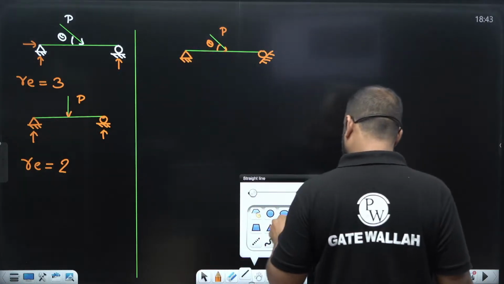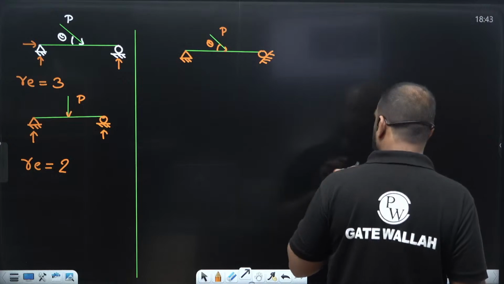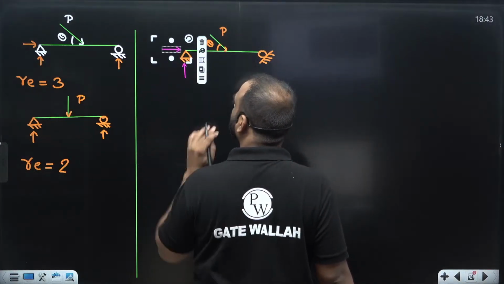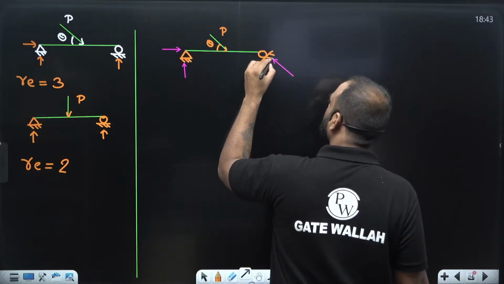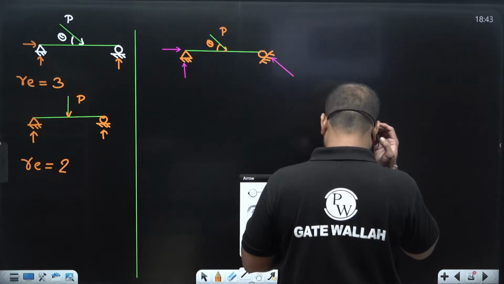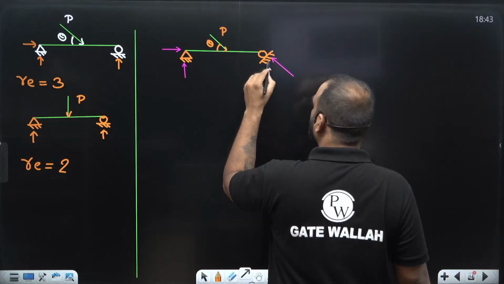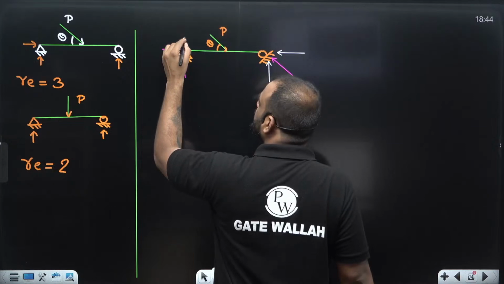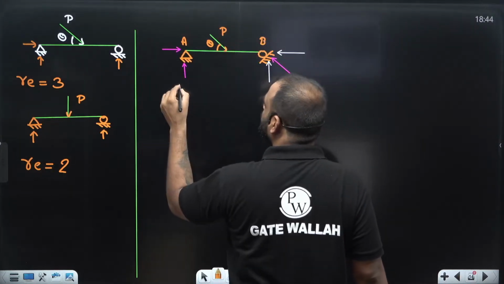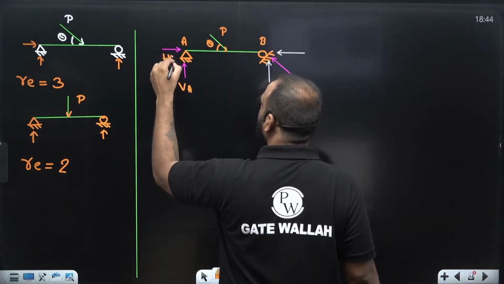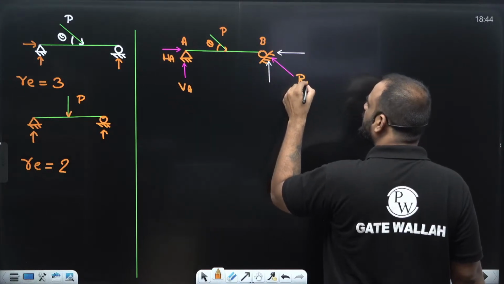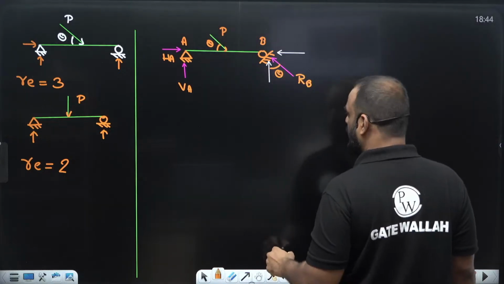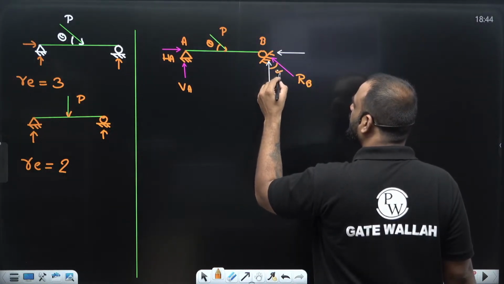Now guys, in this particular case, what will happen? Again, some reaction will develop. At this support, we have 2 reactions. One is vertical, second one is horizontal. In this particular case, we have a reaction which is to be like this. But this reaction will have 2 components. One is vertical and second one is horizontal. Let me name it. Let us consider this is A and this is B. This one is VA, this one is HA. This one is RB, and let us suppose you know this particular angle, let us write it down, alpha.